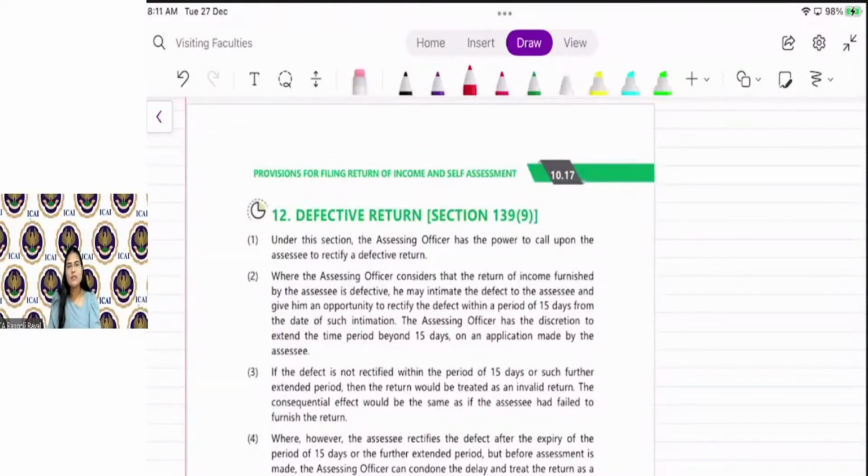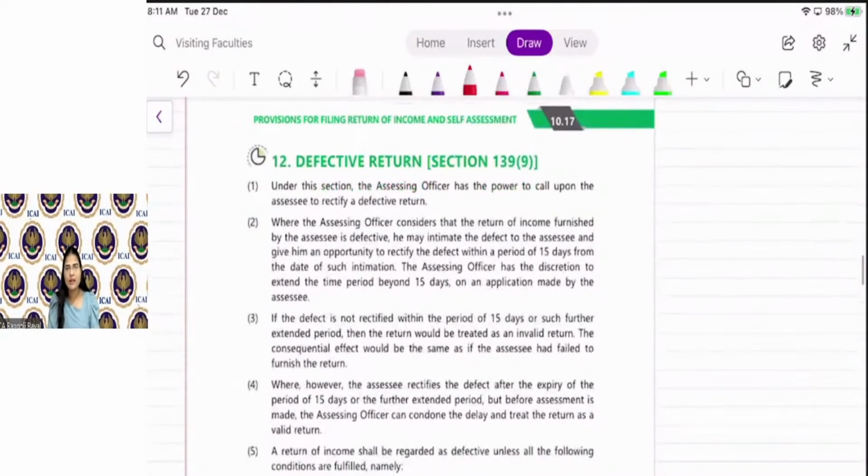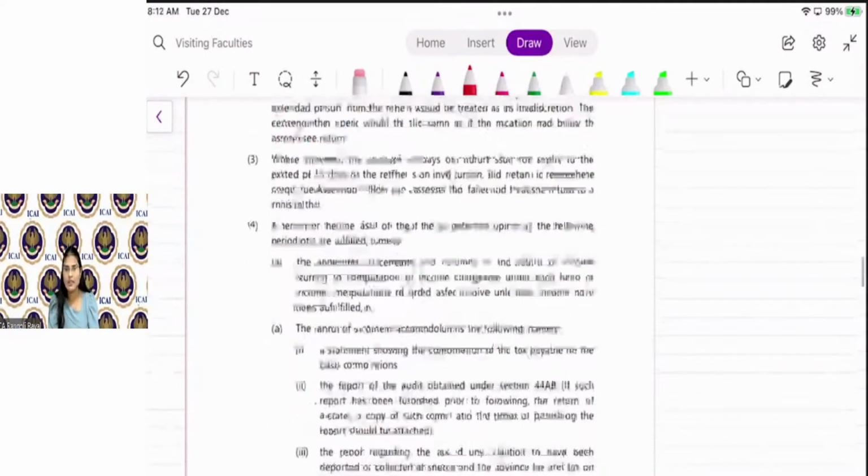Say, for example, you have not rectified the mistake within the due date or within the extended period, but before the assessing officer completes your assessment, if you file the correct return or rectify that mistake, then the assessing officer can consider that rectification and treat your return as a valid return.